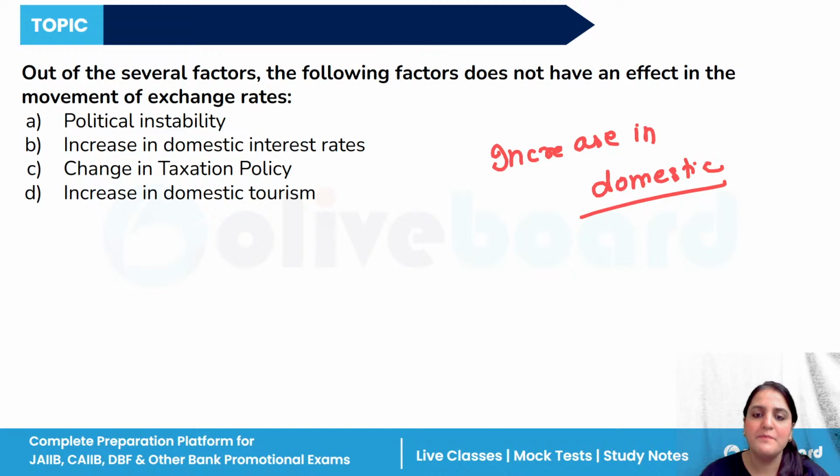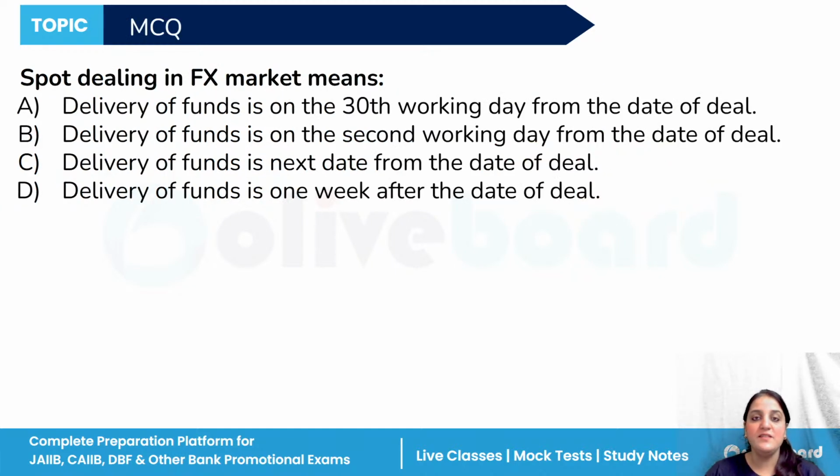Increased tourism may lead to a temporary influx of foreign currency, but is not a primary driver of currency value changes. So that's why this is the factor that does not have an effect on the movement of exchange rates: increase in domestic tourism. Moving to the next one. Here, spot dealing in FX. FX is the short form of Forex.